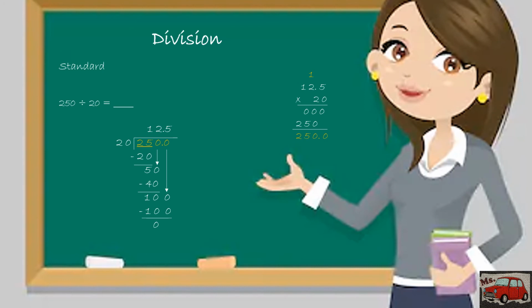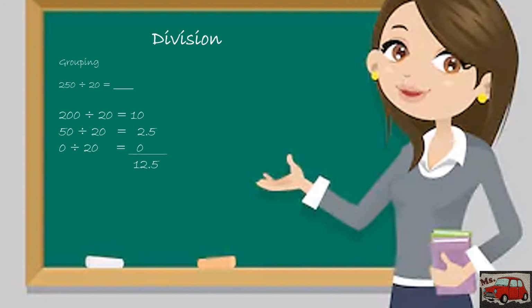Kaya siya 12.5. Okay? So, to check that, you just need to multiply the quotient and the divisor, which is 12.5 times 20, and the answer is 250. And the product is the same with the dividend. So, our answer is correct.